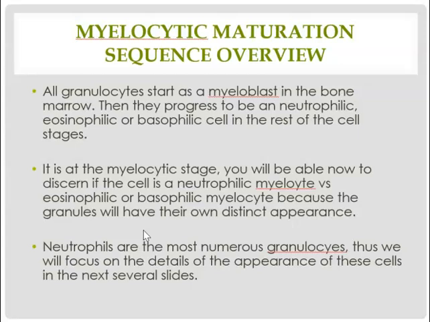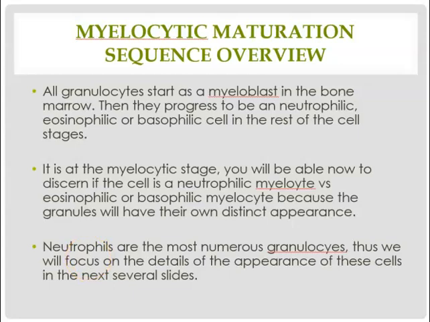Okay, so the neutrophils are going to have a certain type of look to their granules, same for the eosinophils, same for the basophils. So in the myelocytic stage, you're going to be able to finally start to differentiate. Again, they're still not fully mature, but you are going to be able to probably start telling them apart.